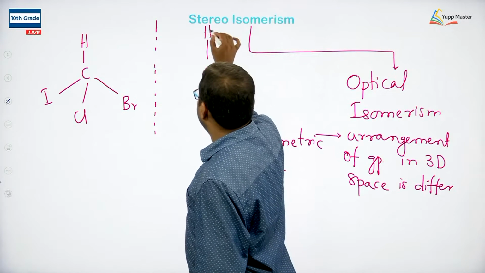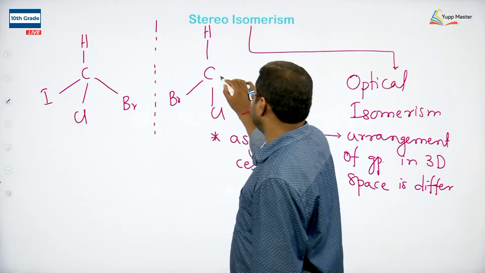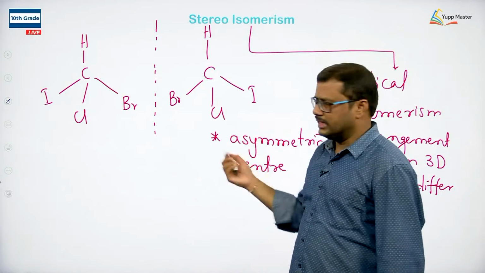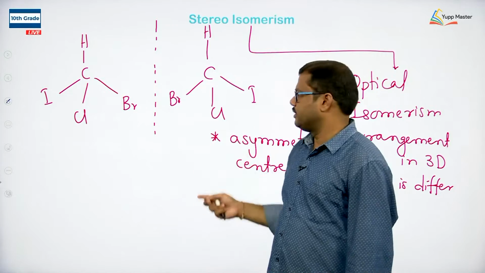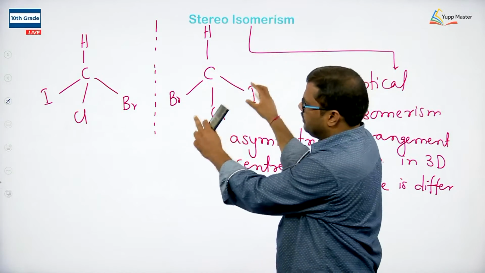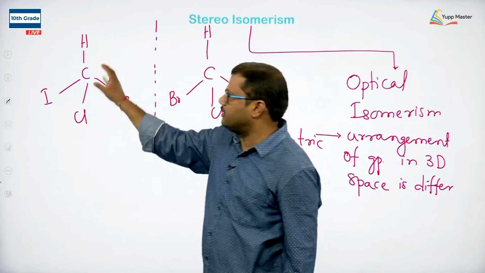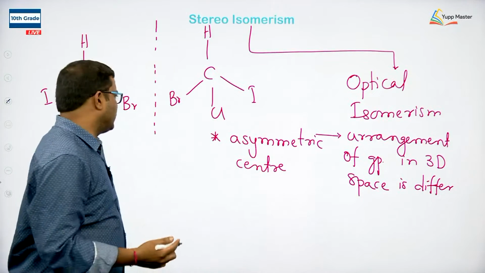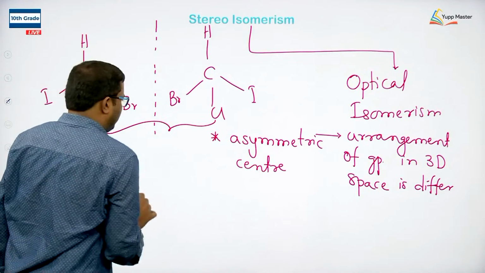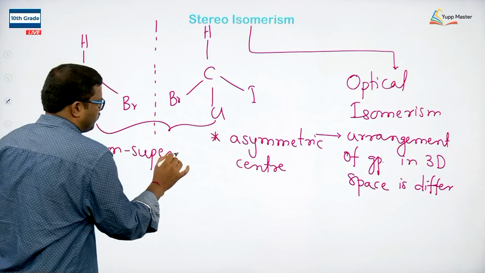So if I write the mirror image, I am going to get bromine here, chloro this side, iodine the other side. Since bromine is present here, bromine will come here in the mirror image. If I take the mirror image and try to make it coincide on this molecule, the groups will not coincide. In other words, these are two mirror images which are non-superimposable.